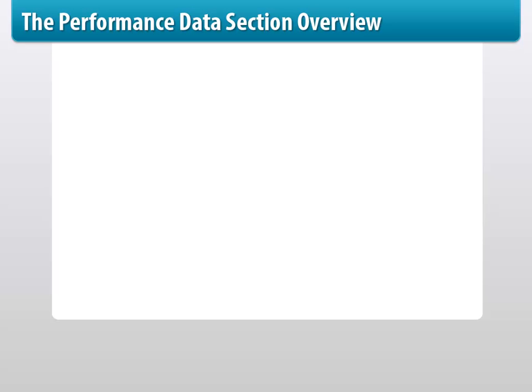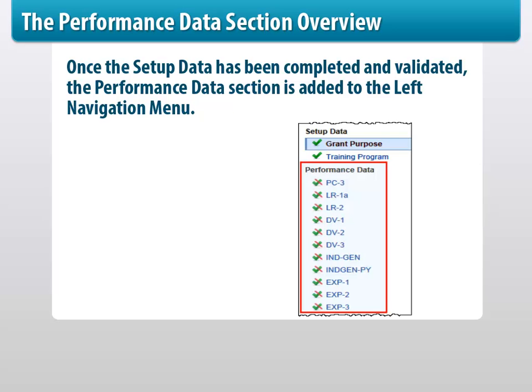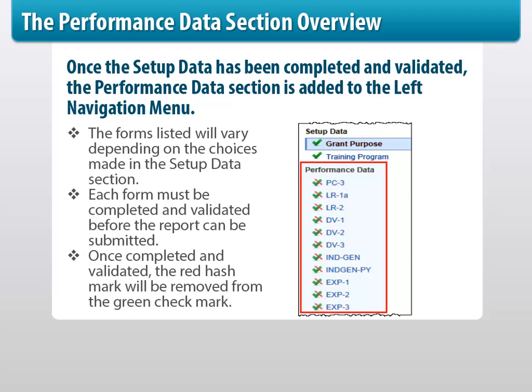The Performance Data Section Overview. Once the setup data has been completed and validated, the Performance Data section is added to the left navigation menu. The forms listed will vary depending on the choices made in the Setup Data section. Each form must be completed and validated before the report can be submitted. Once completed and validated, the red hash mark will be removed from the green check mark.